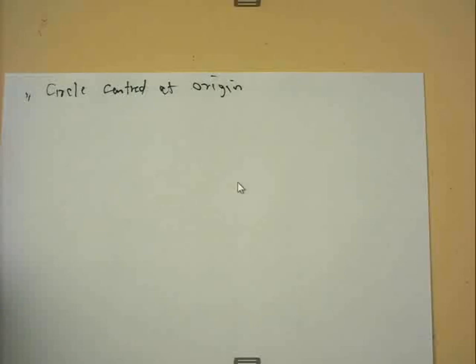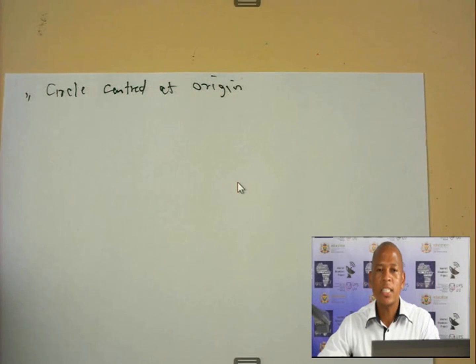Here we'll mainly be concentrating on the circle, on the equation of the circle. Remember, we have two types of circle here: the one that is centered at origin and the one that is centered at any point. Right, let us now start.